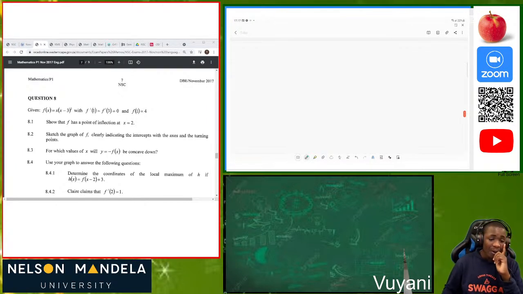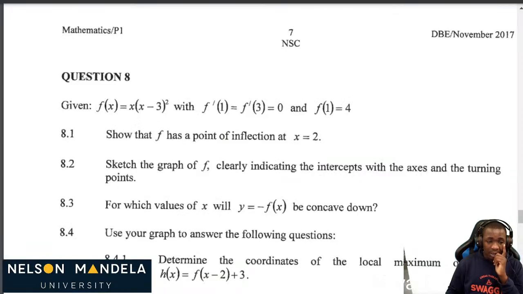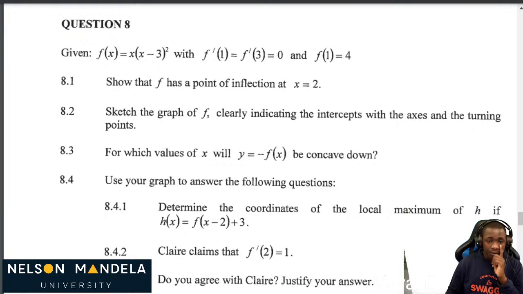Now let's move forward to our 8.2. On 8.2, sketch the graph of f, clearly indicating the intercepts with the axis and the turning points.